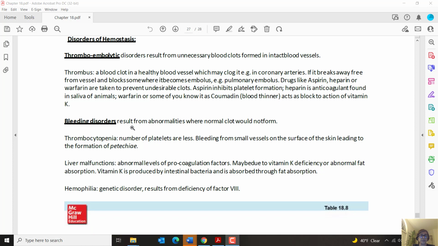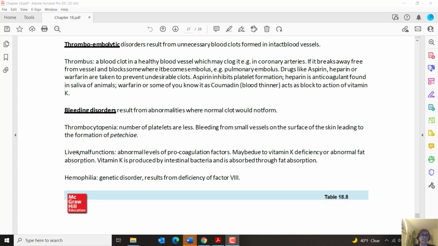And bleeding disorders, so this was thromboembolic, that is clots. Bleeding disorders is when there is a cut and it doesn't stop. The most common is thrombocytopenia, which is insufficient or absence of platelets. Okay, so even the small vessels start to bleed on the surface, and those are called petechiae. Liver malfunctions, okay, so coagulation factors are not produced, vitamin K deficiency, or abnormal fat absorption, right? If fat is not absorbed, vitamin K is a fat-soluble vitamin, so it is found in the fat reserves.